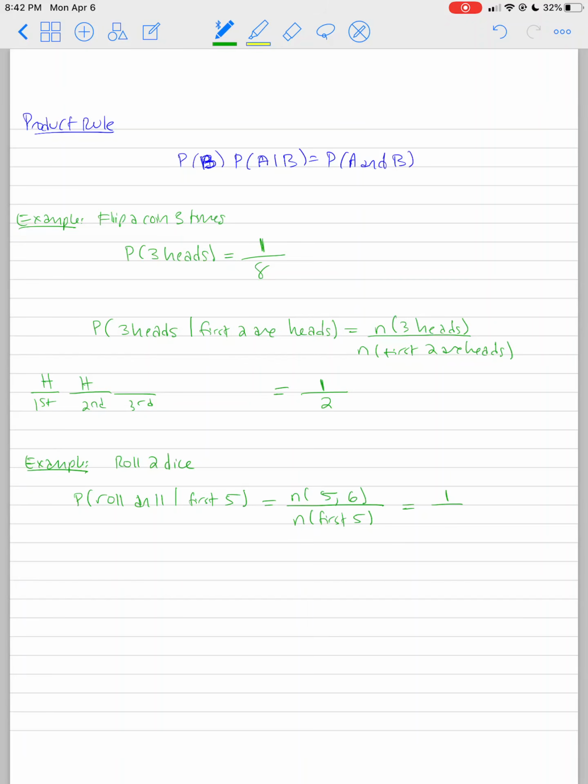How many ways are there to have your first dice be a 5? Well, I have 2 dice. My first one is decided. There's only one way to get a 5. But my second one still has 6 answers. So that is my probability, 1/6.